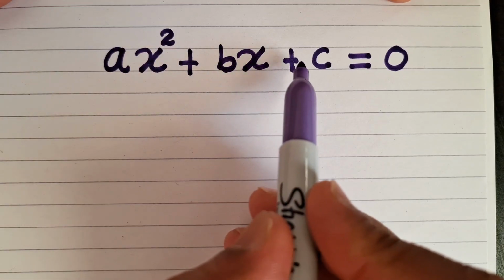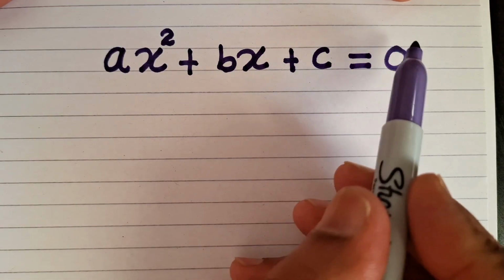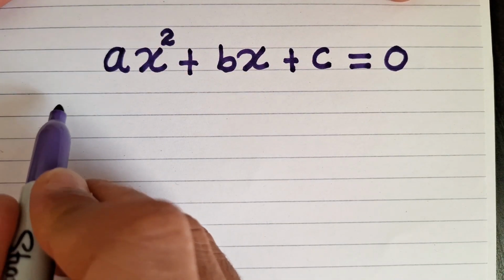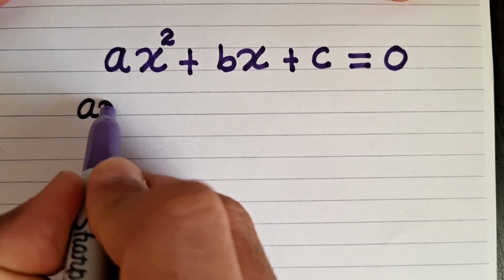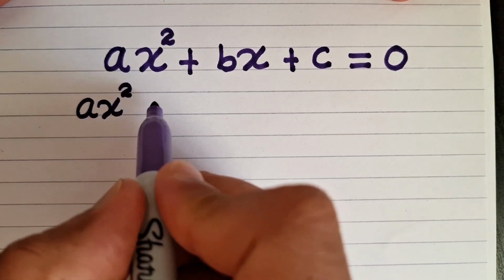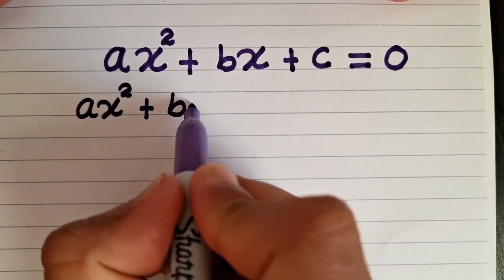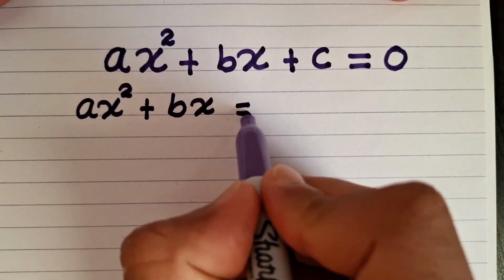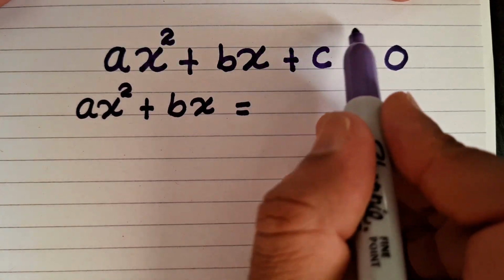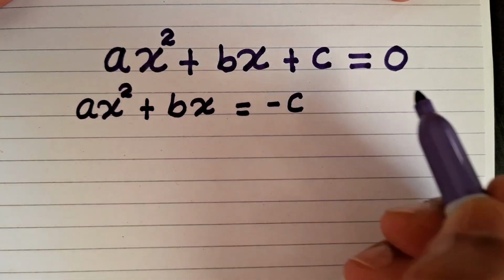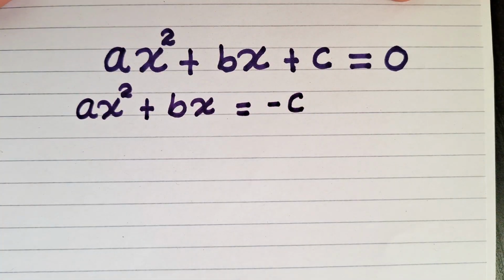Okay, in the first step I am going to take this c to the other side of the equation. So we have a times x squared plus b times x is equal to, when we take plus c to the other side of the equation, it will become minus c.